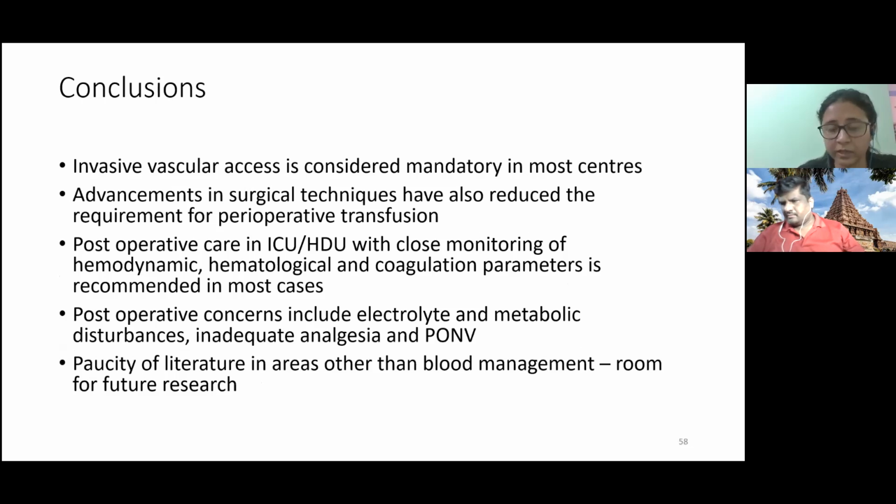However, a risk stratification approach may be used. Postoperative concerns include electrolyte and metabolic derangements, inadequate analgesia, and postoperative nausea and vomiting. And there is a paucity of literature in areas other than blood management and craniosynostosis, leaving room for future research.